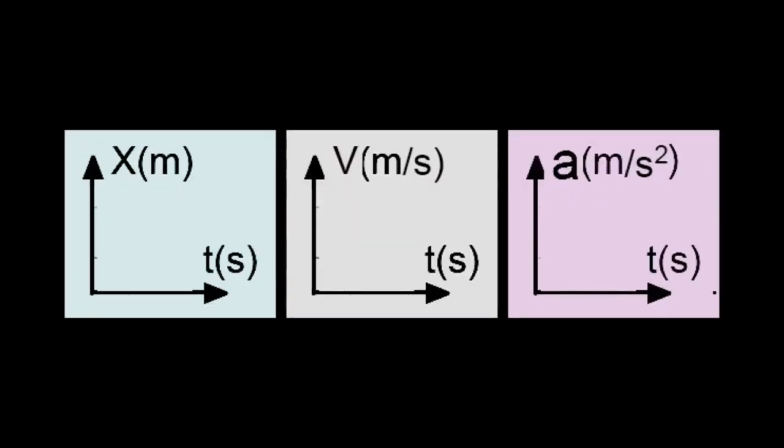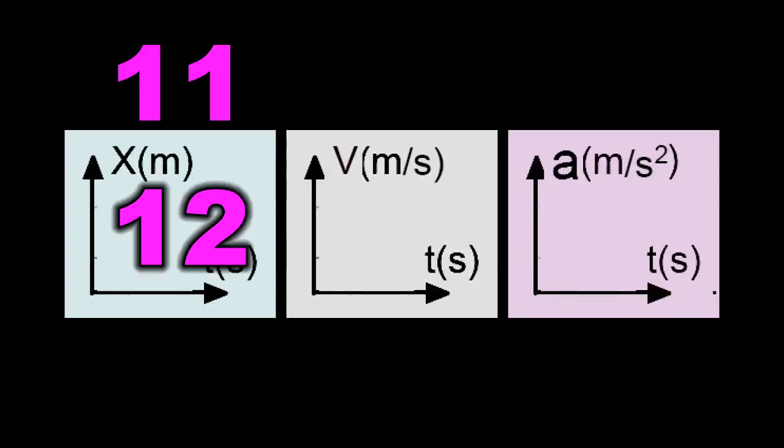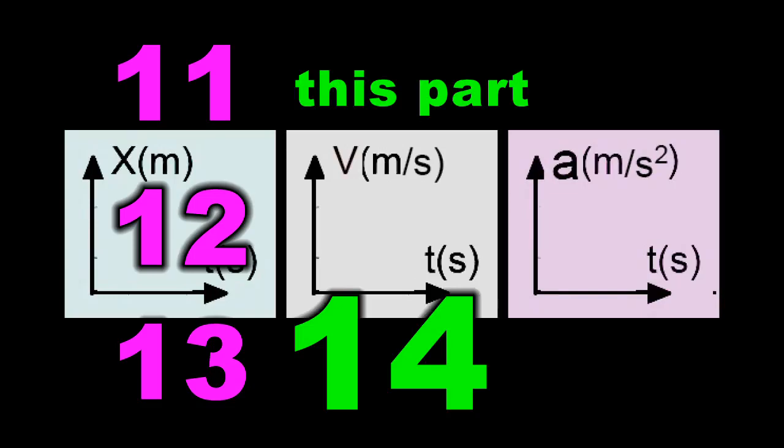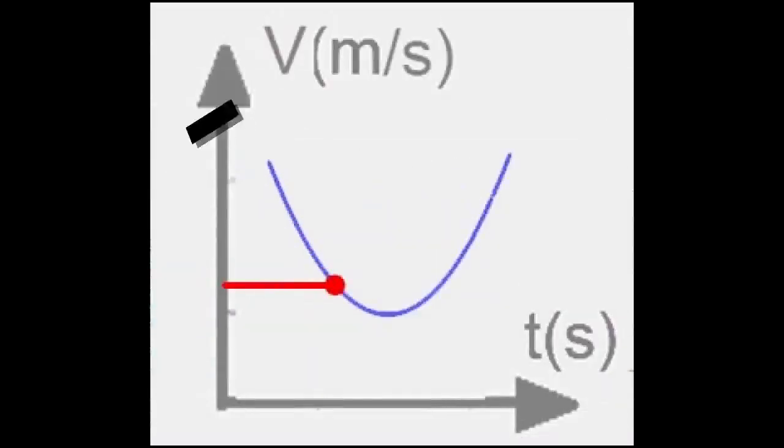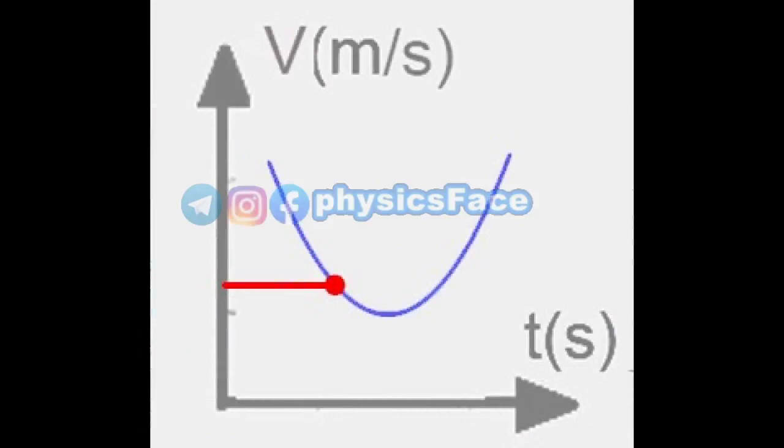We said before that we have three main graphs. We examined the position time graph in parts 11, 12, and 13. Now we want to examine the properties of the velocity time graph. Tip 1. By drawing horizontal lines in the velocity time graph, the velocity of the object can be determined, and by drawing vertical lines, time can be obtained.